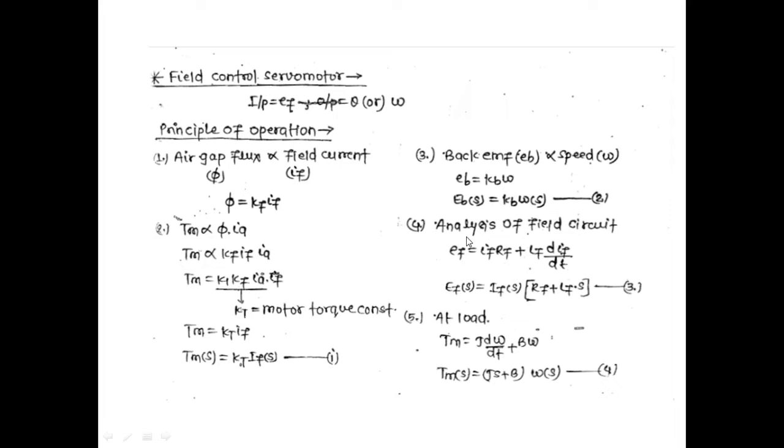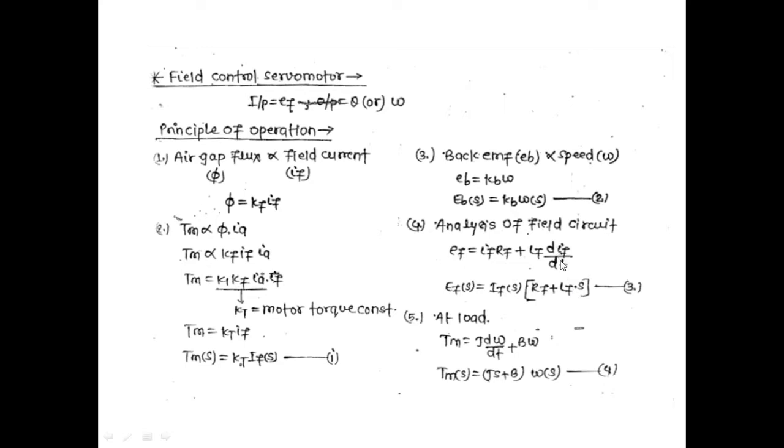Now we go to the field side. Applying Kirchhoff's voltage law, the voltage which we are applying to the field winding has to overcome the drop in the field circuit. The drop in the field circuit includes the drop in the resistance of the field winding and the drop in the field inductance. So the mathematical equation says that EF is equal to IF into RF plus LF into dIF by dt.